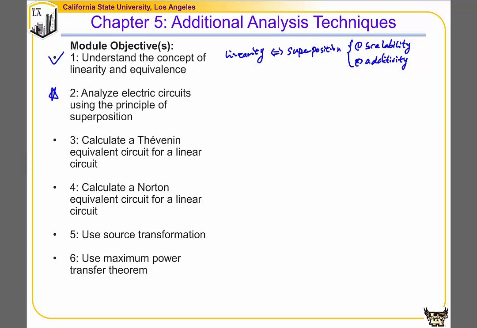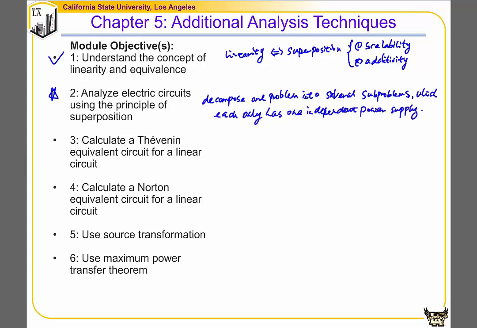So in solving problems using superposition, we decompose one problem into several sub-problems, which each has one independent power supply. For example, in a problem, if you have 3 power supplies and the output, say V0, that is equal to V0 part 1 plus V0 part 2 plus V0 part 3. And V0 1, V0 2, V0 3 are the outputs caused by the first power supply, second power supply, and the third power supply, respectively.